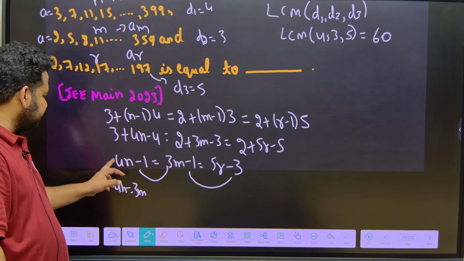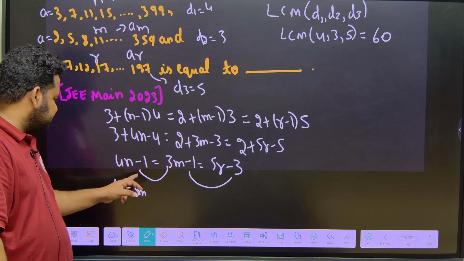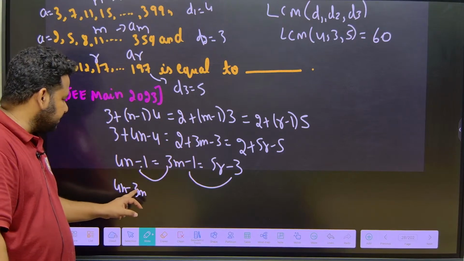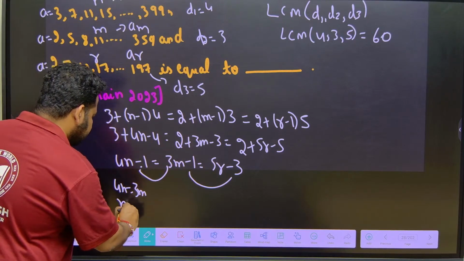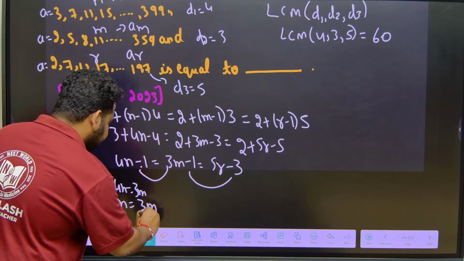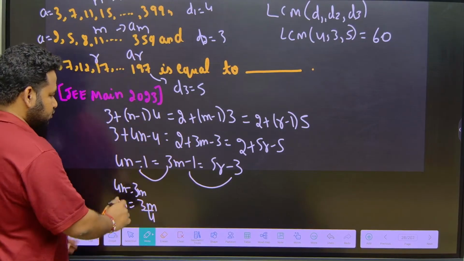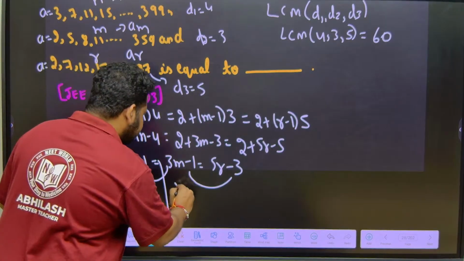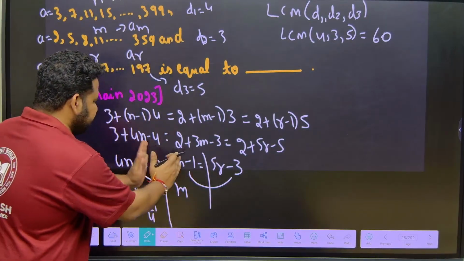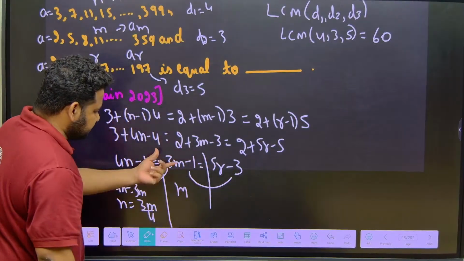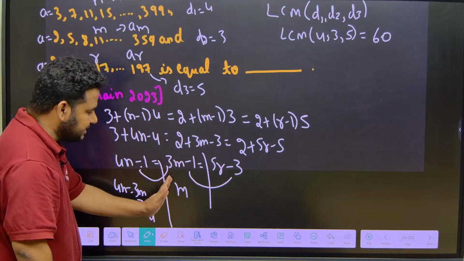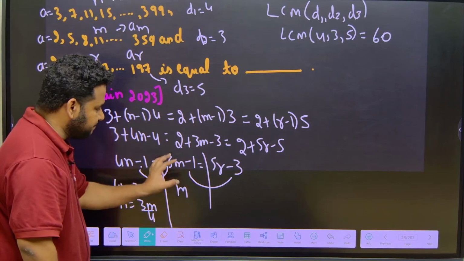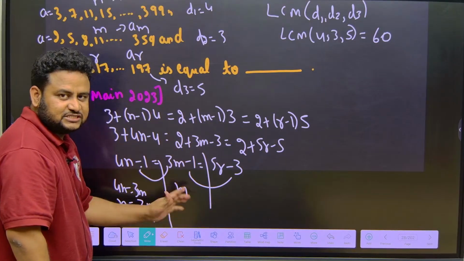4n minus 1 is equal to 3m minus 1. The minus 1 I can cancel. I will get 4n is equal to 3m, or n is equal to what, friends? n is equal to 3m by 4. So this will be one set. I am comparing with m, so this m will remain m itself. Here I have to find the value of m, so I will just keep it as m.